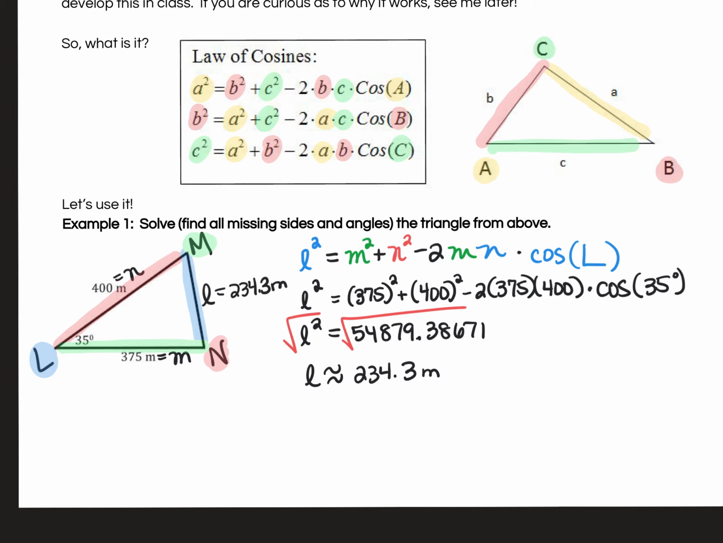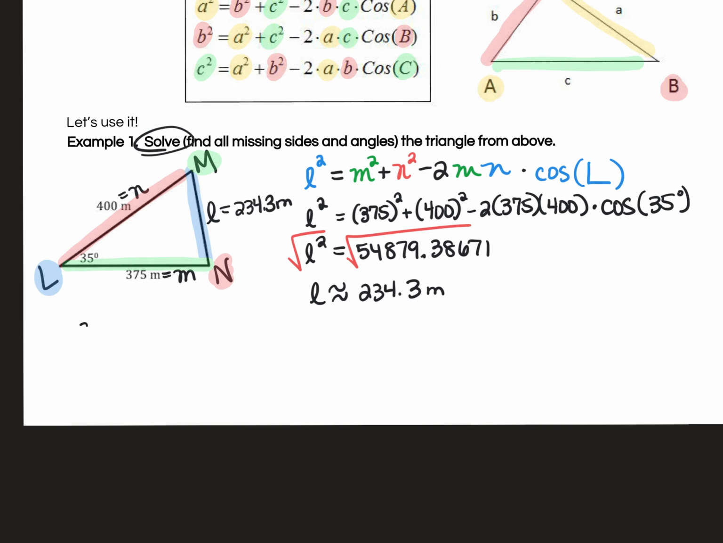Now here's the thing. When we look at our triangle now, remember it says solve, so we have to find all the missing pieces. I know an angle and I know the side across from it. So I am not going to use law of cosines again. I'm going to use law of sines. It's a little bit easier and it's something you're more comfortable doing.